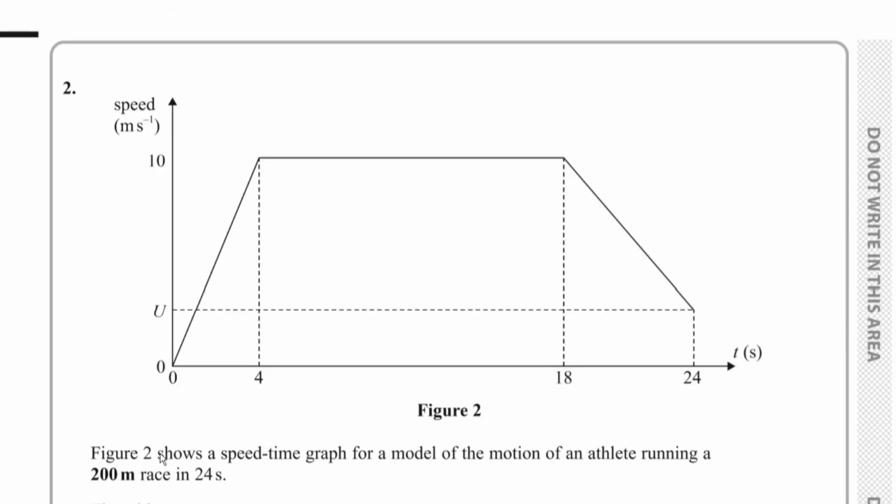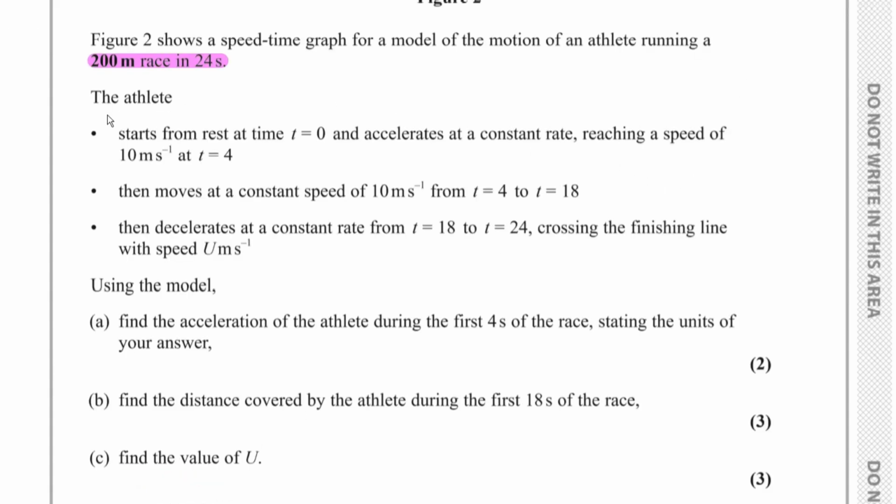Question number 2. Figure 2 shows a speed-time graph for a model of the motion of an athlete running a 200-meter race in 24 seconds. The athlete starts from rest at time t equals 0 and accelerates at a constant rate, reaching a speed of 10 meters per second at t equals 4, then moves at a constant speed of 10 meters per second from t equals 4 to t equals 18, then decelerates at a constant rate from t equals 18 to t equals 24, crossing the finishing line with speed u meters per second.